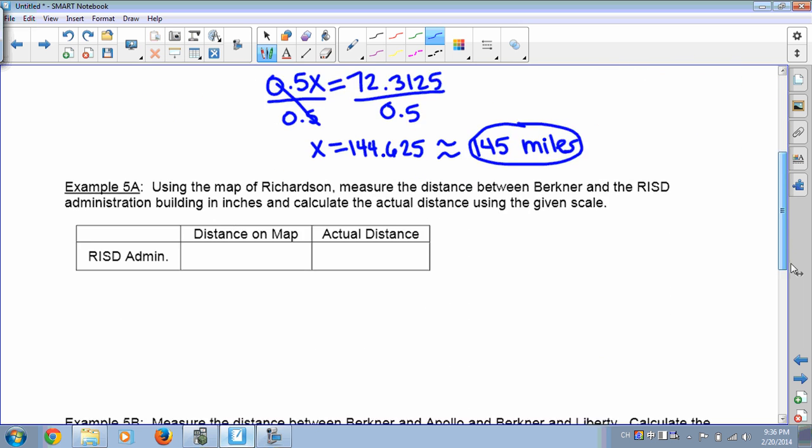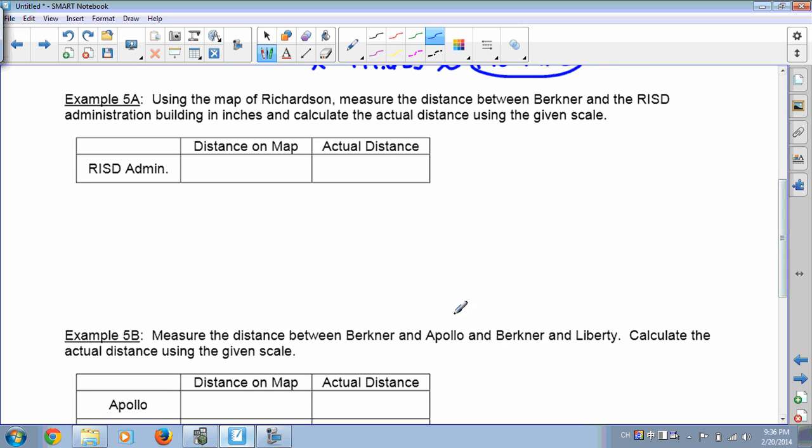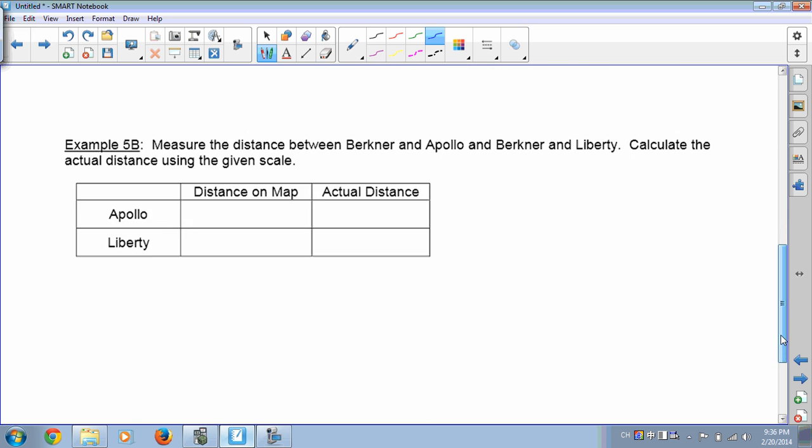The last two problems on here we're going to save for class because we're going to use an actual map and figure out the distance between Berkner and Apollo and Liberty and other things like that. But we're going to do that activity in class.